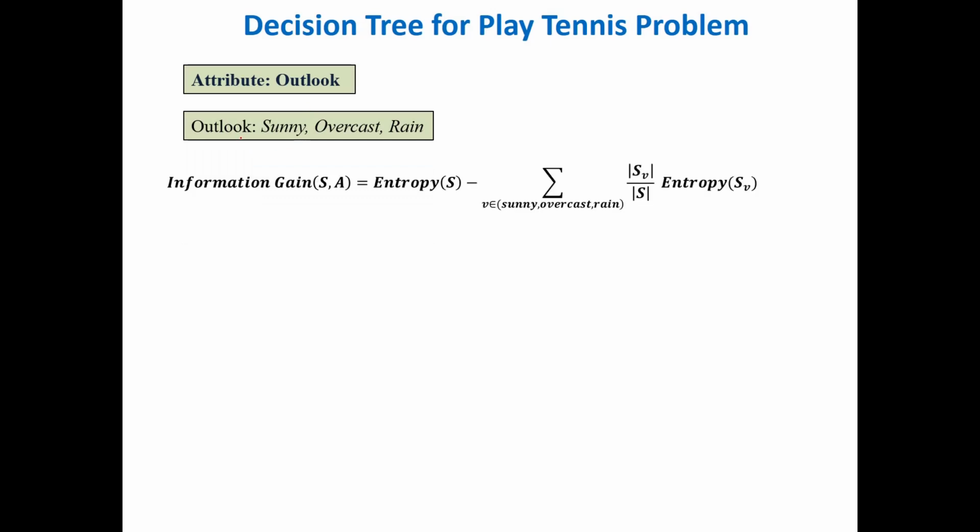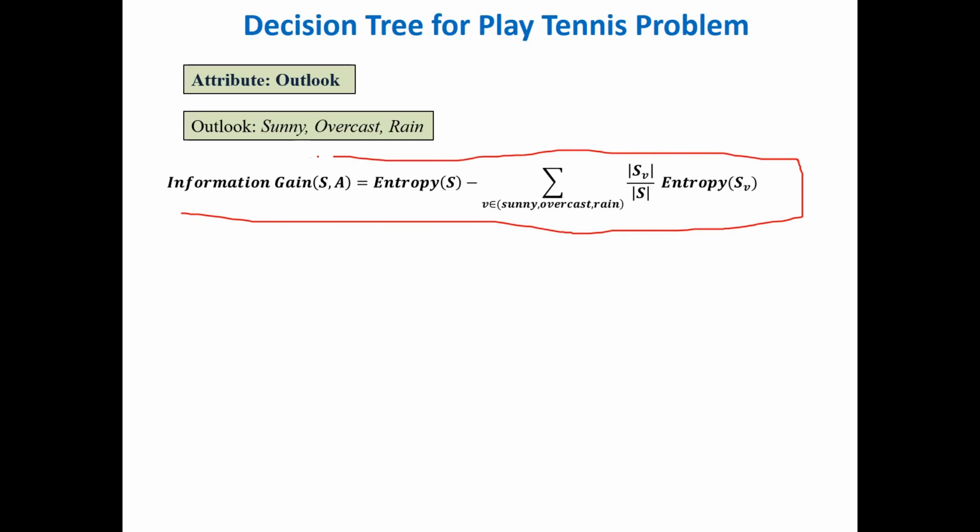The next task is to find the information gain, because in a decision tree we have to find which particular attribute has the maximum gain. First we have calculated the information gain of the attribute outlook. The information gain formula we have already discussed in the last lecture. This is the formula for the information gain.